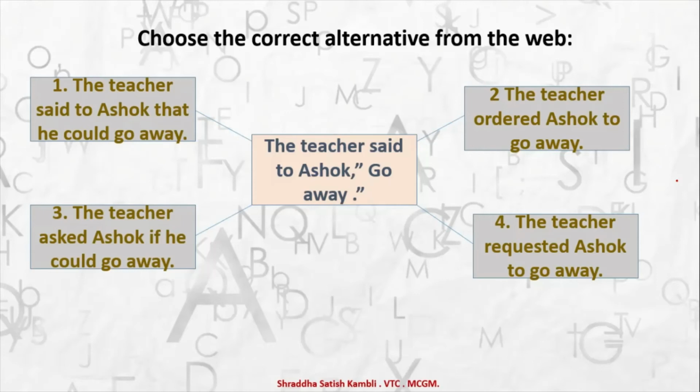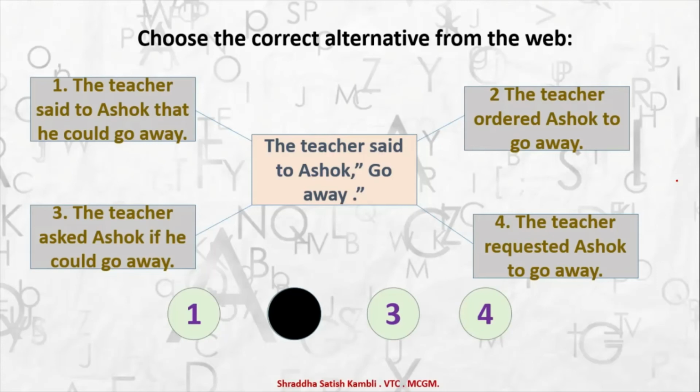So now when the teacher is saying go away, or when your teacher doesn't say such rude things, but in case she says get lost, what is she telling you to do? Is she requesting you? Is she asking you? What is she doing? She is actually ordering you. So option number 2 is correct. The teacher ordered Ashok to go away.